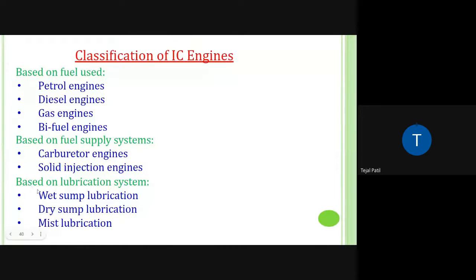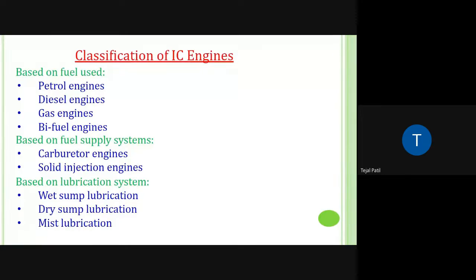Then next one is based on the lubrication. What type of lubrication is there? Now the engine has multiple moving parts, a lot of moving parts in it. So definitely lubrication will be required, because otherwise friction will take place and there will be wear and tear of the parts. What is lubrication?